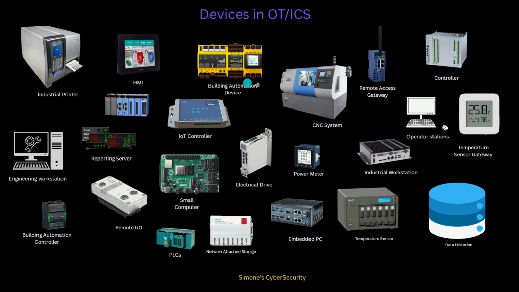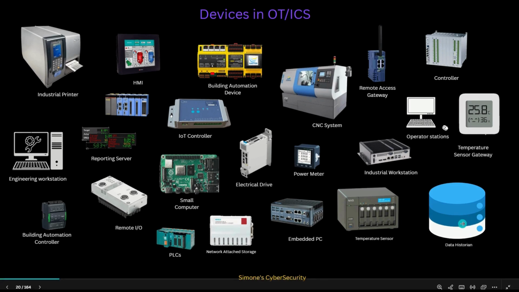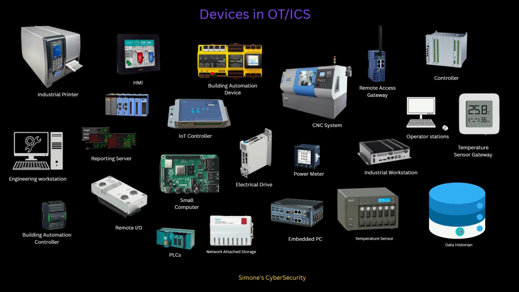Now, all these many types of devices that you see in the OT environment will almost always include these three components: PLCs, HMIs, and data historians. These form the backbone, the foundation of most industrial control systems, and they play a critical role in how operations are monitored and controlled.